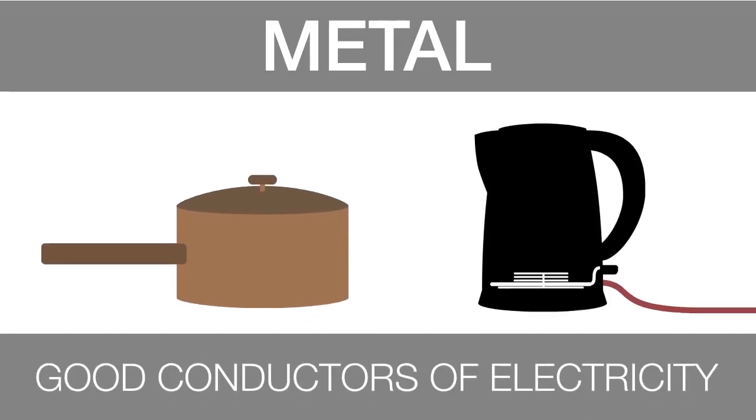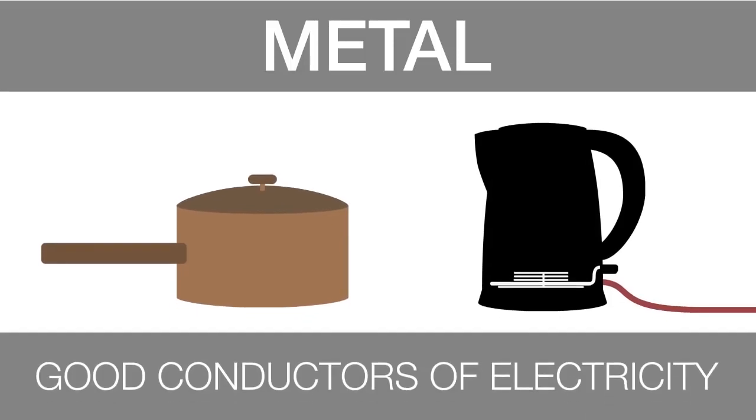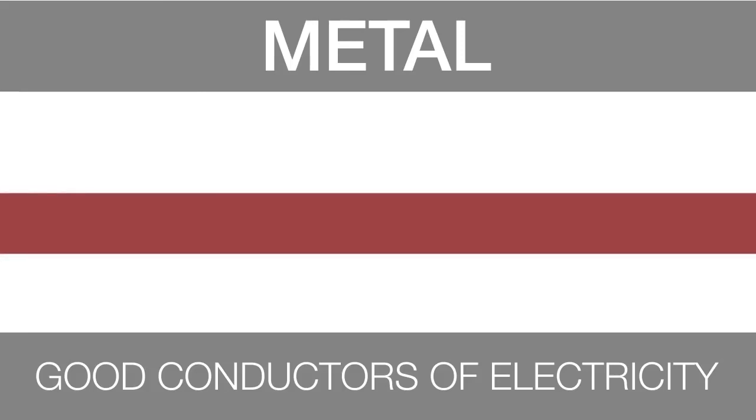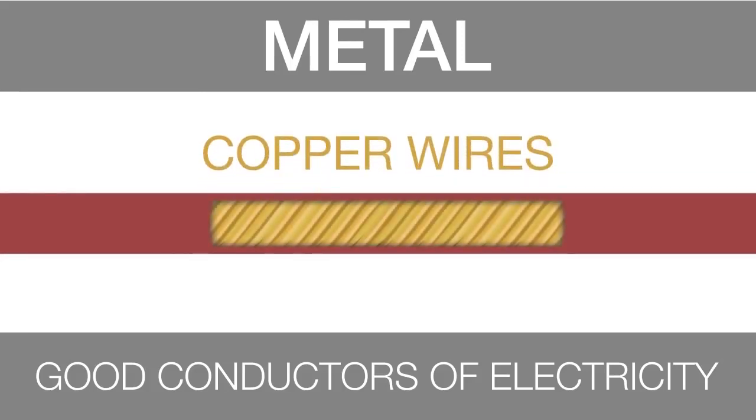Metals are also good conductors of electricity. The wire connecting your kettle to the electrical socket is actually made of many copper wires, insulated with a layer of rubber.